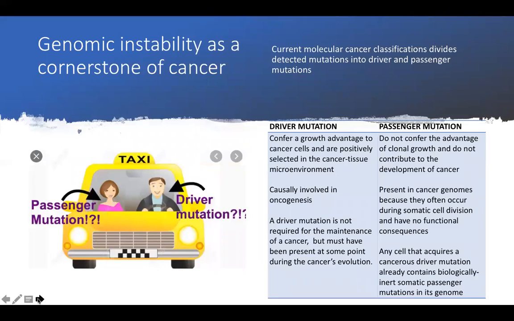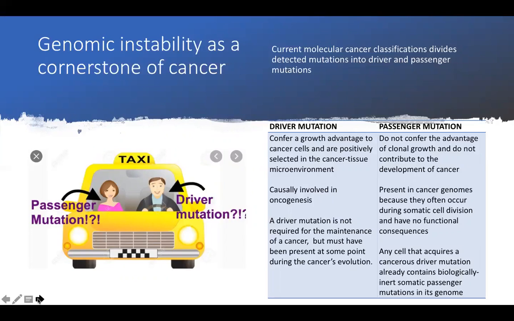Genomic instability is a cornerstone of cancer. Current molecular cancer classification divides detected mutations into driver mutations and passenger mutations. Driver mutations confer a growth advantage to cancer cells. They are positively selected in the cancer tissue microenvironment. They are causally involved in oncogenesis. A driver mutation may not be required for the maintenance of a cancer, but it must have been present at some point during the cancer's evolution.